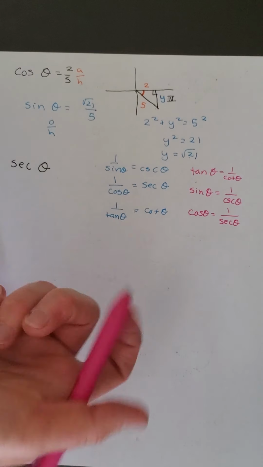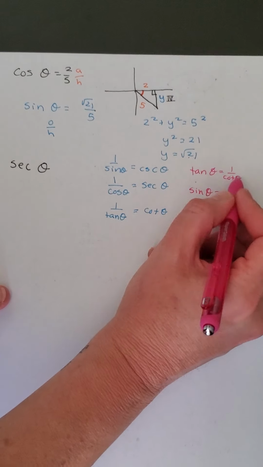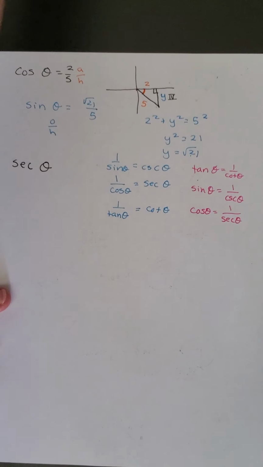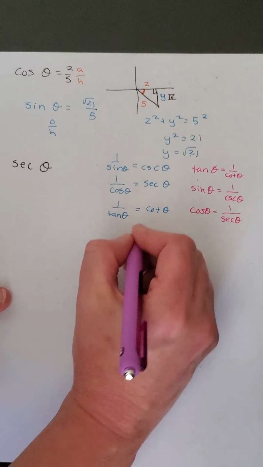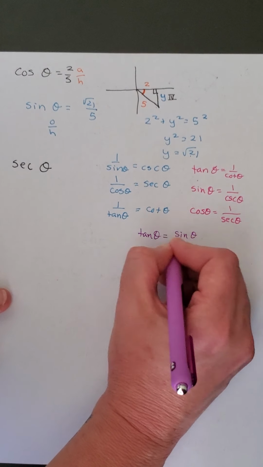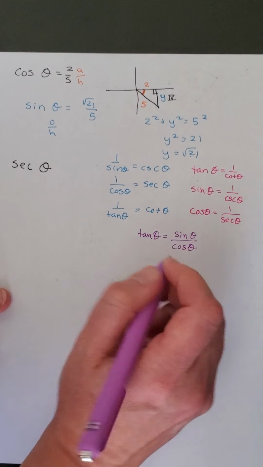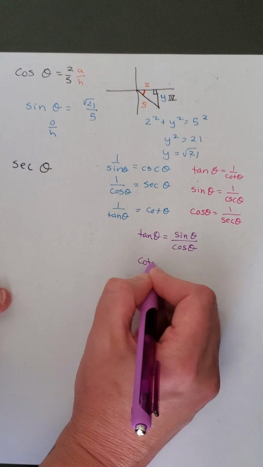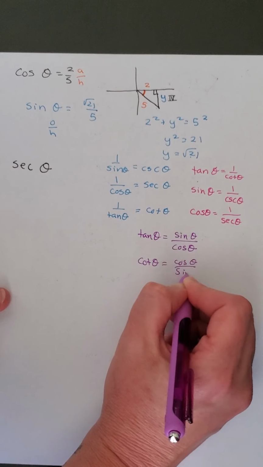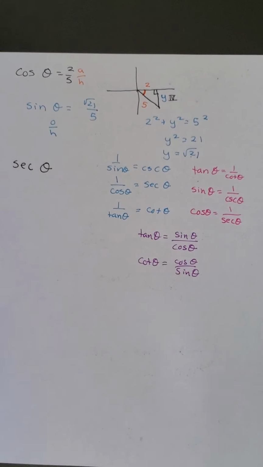And then the last thing I need to know is about tangent and cotangent, because I see tangent and cotangent on here. Tangent theta is equal to sine theta over cosine theta, and cotangent theta is the reciprocal, so that would be cosine theta over sine theta. All right, so now there's a select all that apply.